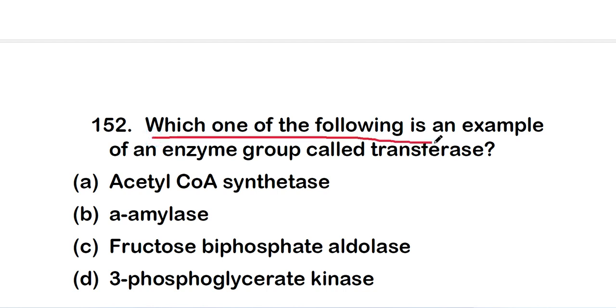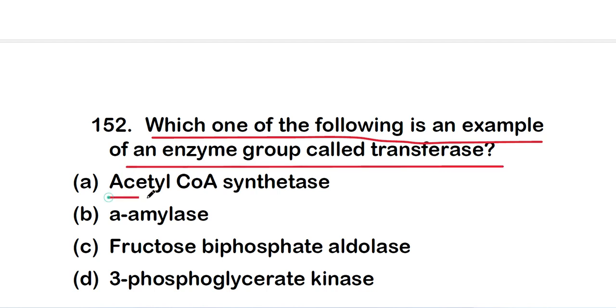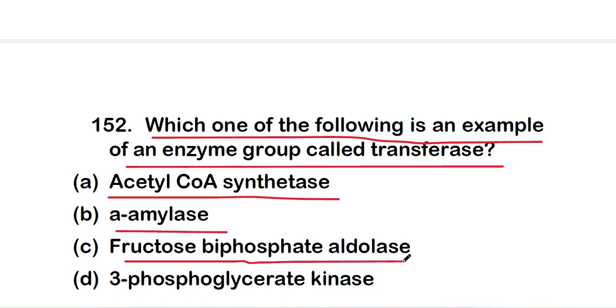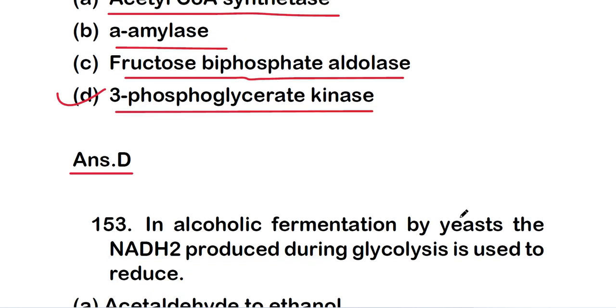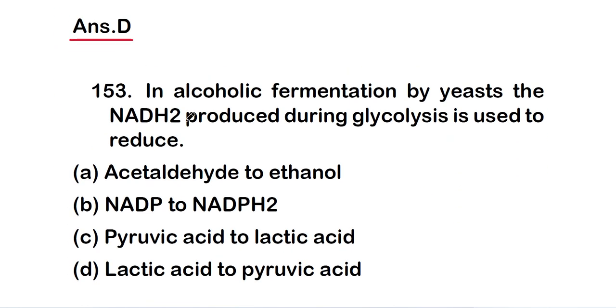152. Which one of the following is an example of an enzyme group called transferase? The options are option A acetyl-CoA synthetase, option B alpha amylase, option C fructose bisphosphate aldolase, option D 3-phosphoglycerate kinase. And the right one is option D, that is 3-phosphoglycerate kinase. So 3-phosphoglycerate kinase is an example of an enzyme group called transferase. So let's move on to the next one, that is 153.